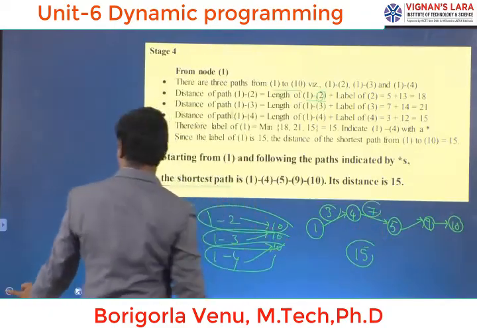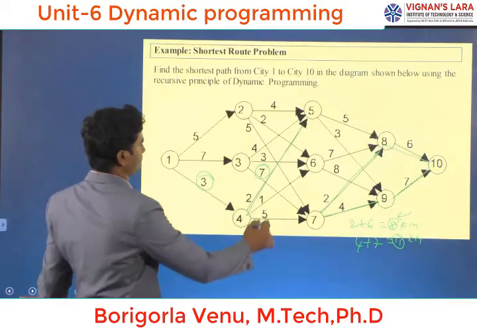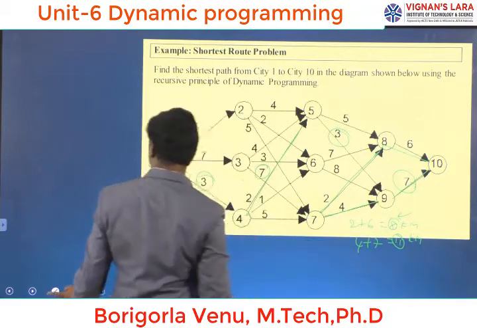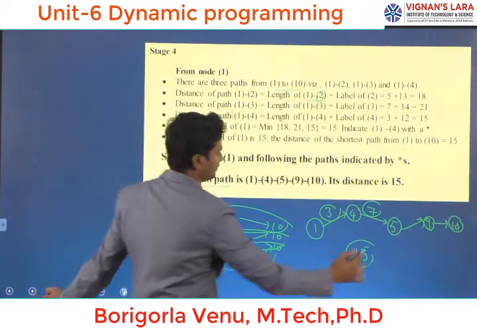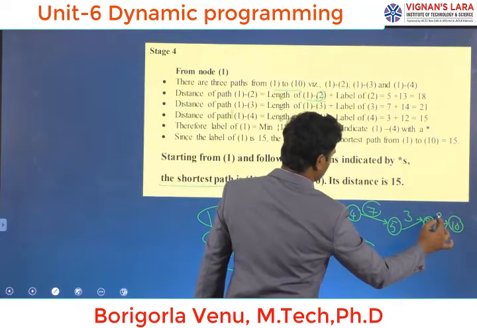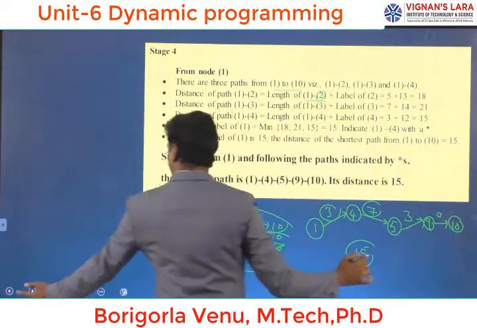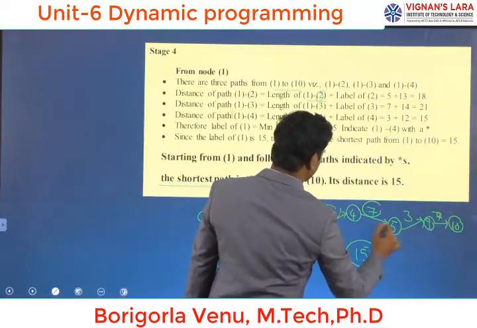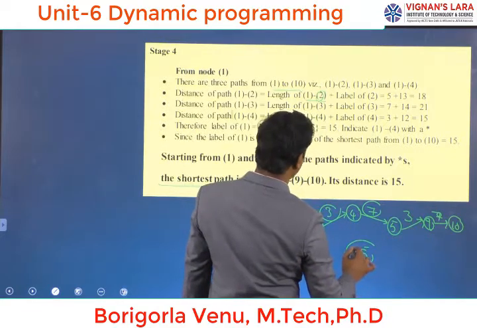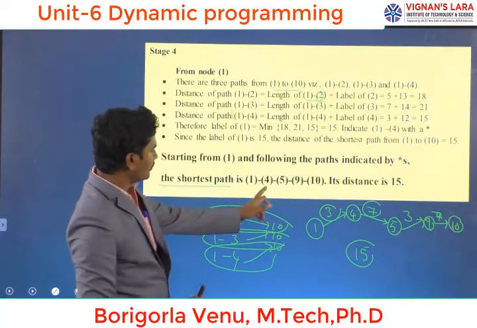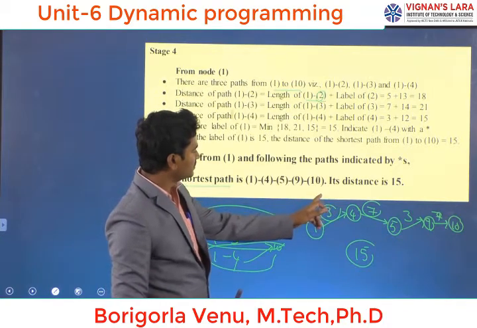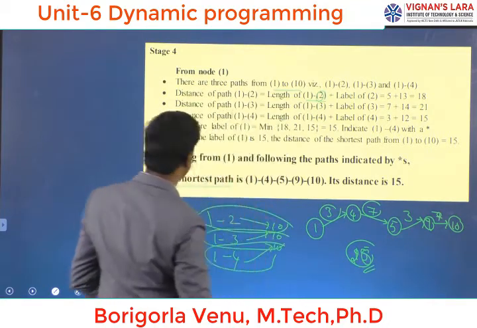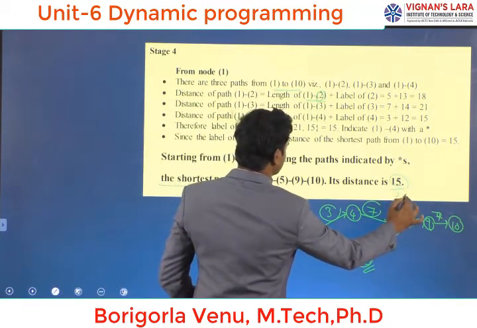Next 5 to 9. Here the 5 to 9 value is 3, and 9 to 10 is 7. What is the 9 to 10 value? 7. From this we get 10 plus 10, 20 actually. 1 to 4, 4 to 5, 5 to 9, 9 to 10. The total value is 20, not 15. The distance is 20 kilometers.